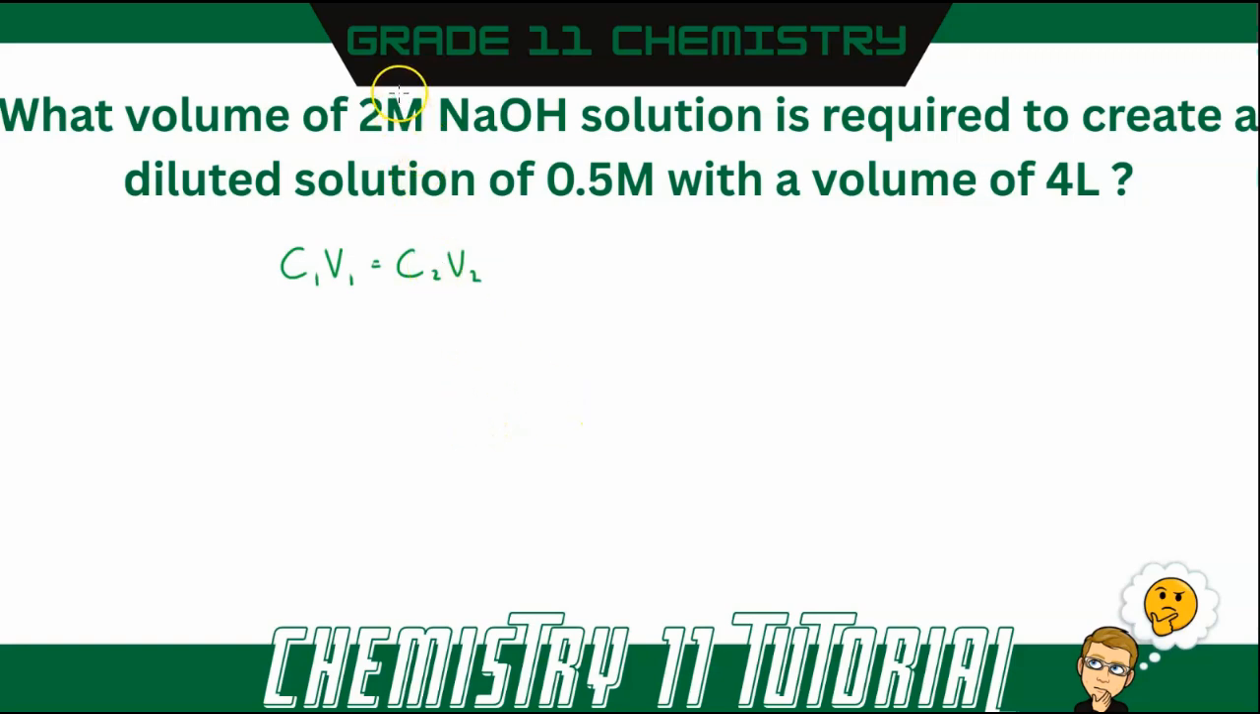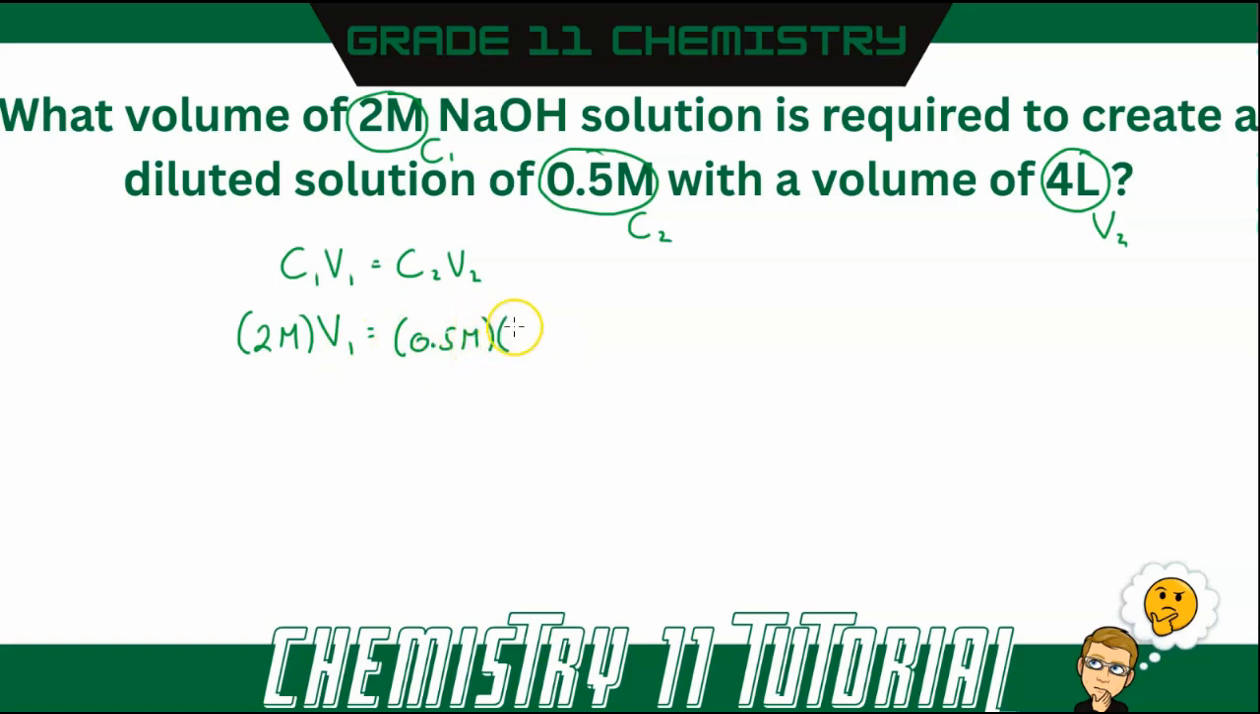Now, our original solution had a concentration of 2 molar, so that's C1. And we're trying to create a diluted solution that is only 0.5 molar, so that's C2. And we want to create 4 liters of it, so that's V2. So if we plug these in, we get 2 molar times V1 equals 0.5 molar times 4 liters. So if we solve for V1, divide both sides by 2 molar, we get 1 liter. So what does this mean exactly?